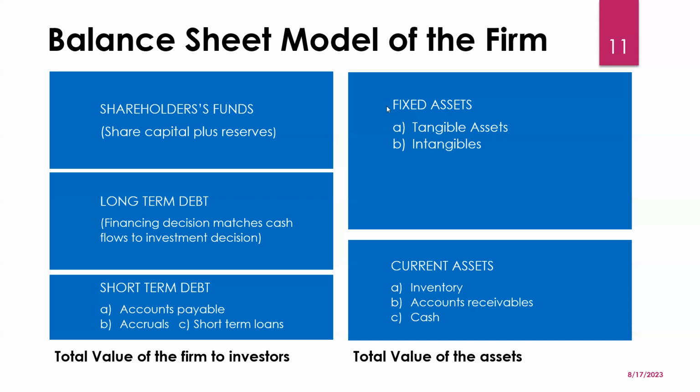By looking at the right hand side, or by adding up the right hand side, you can get the total value of the assets. By adding the fixed assets and the current assets, you get the total value of the assets. And on the left hand side, by adding the shareholders' funds, the long term debt and the short term debt, you get the total value of the firm to the investors.